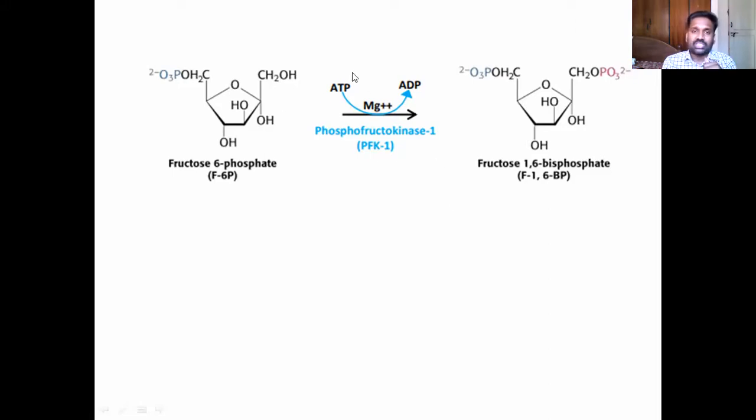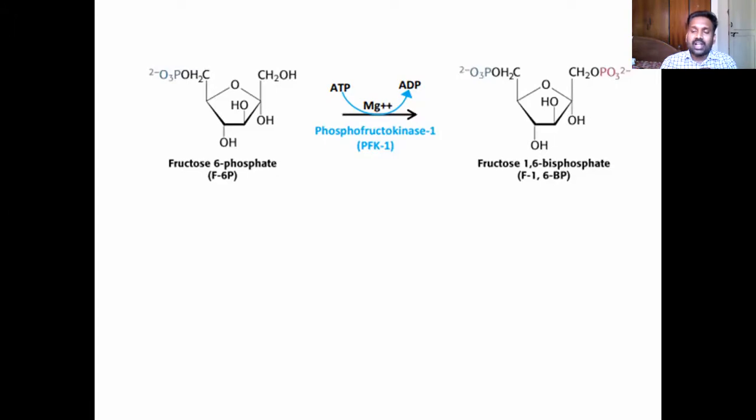Fructose 1,6-bisphosphate. And you know, the phosphorylation happens through the involvement of enzymes called kinases. The enzyme is phosphofructokinase 1. And whenever the kinase comes into the picture, the ATP is converted to ADP. Magnesium 2+ is taken as cofactor. Now, by this step, even by 4 steps, 2 ATP molecules have been consumed, is it not?